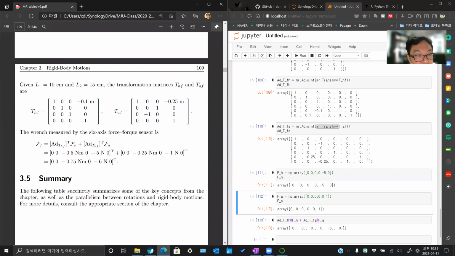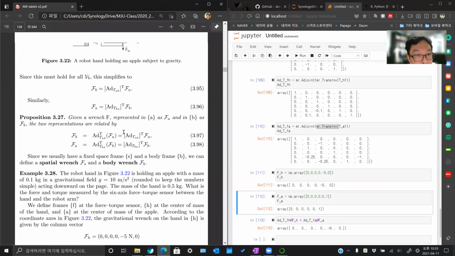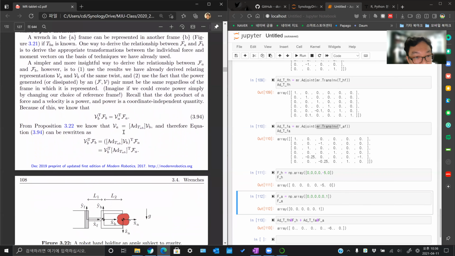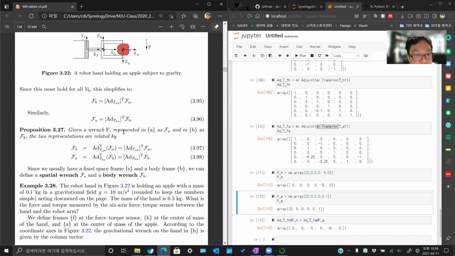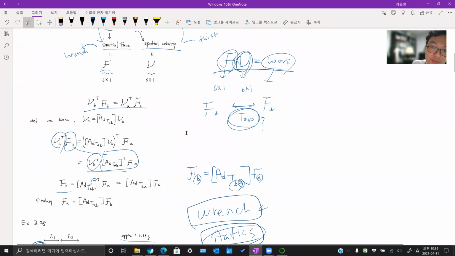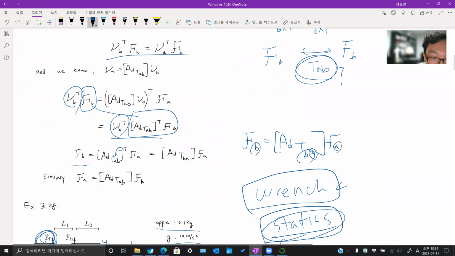Hmm. Okay. Finally, I got what is wrong. Oh, I'm sorry about that. Actually, this is not the correct rule. This cannot go inside. Yeah, we should use just the transpose in here. So this is not the same as this one.